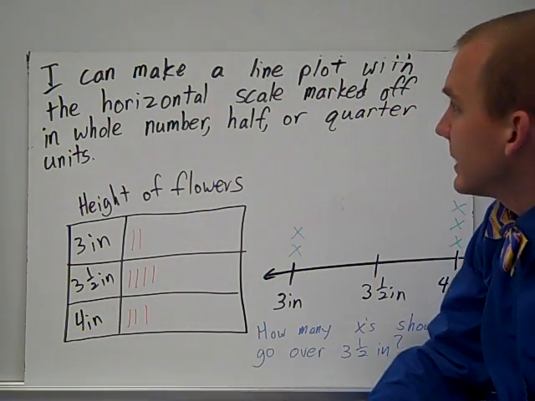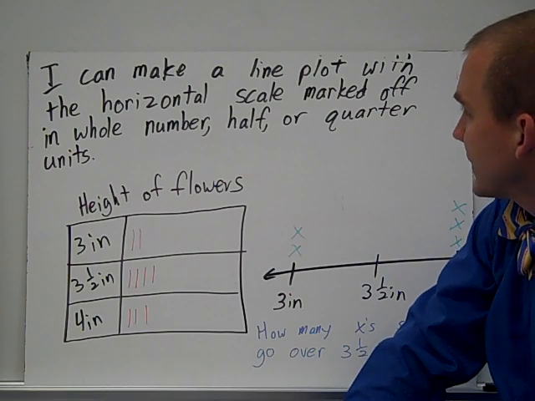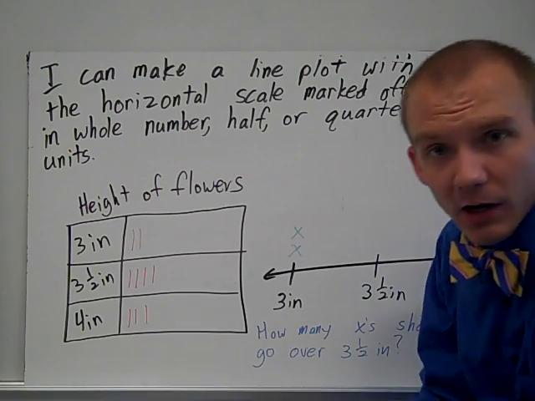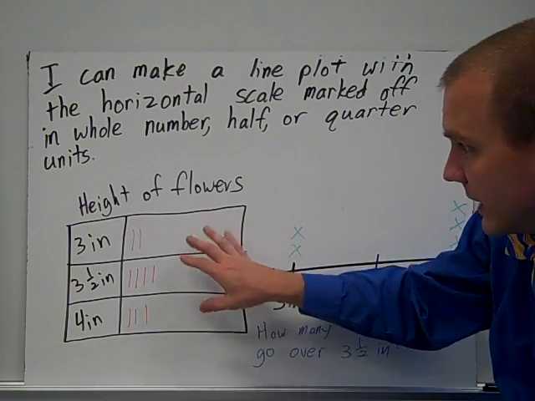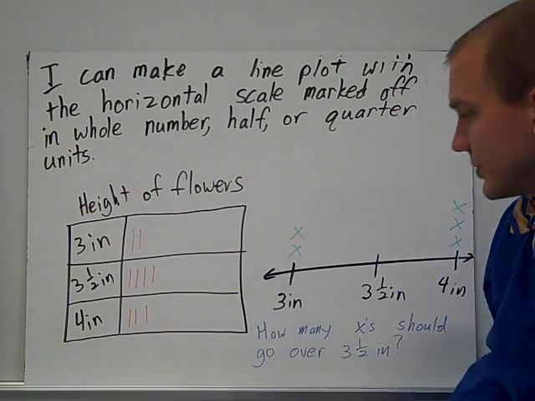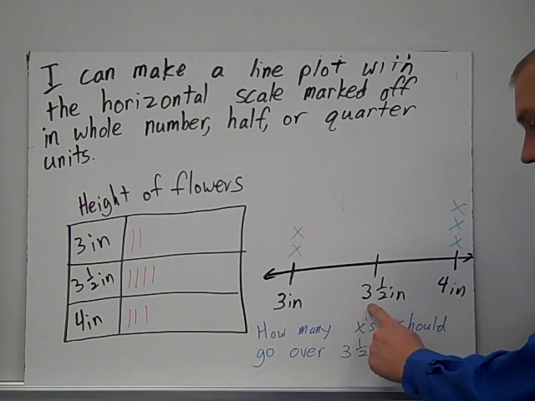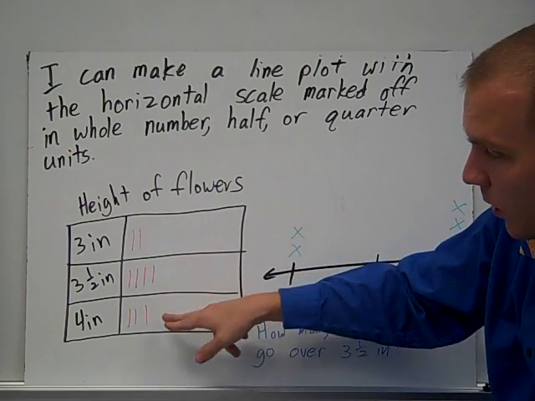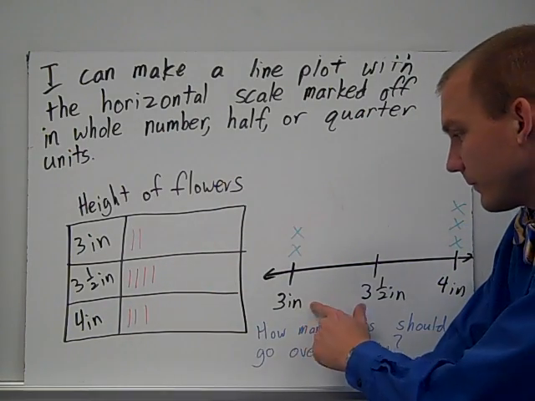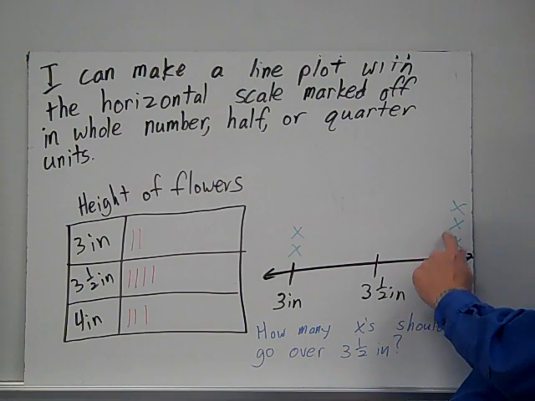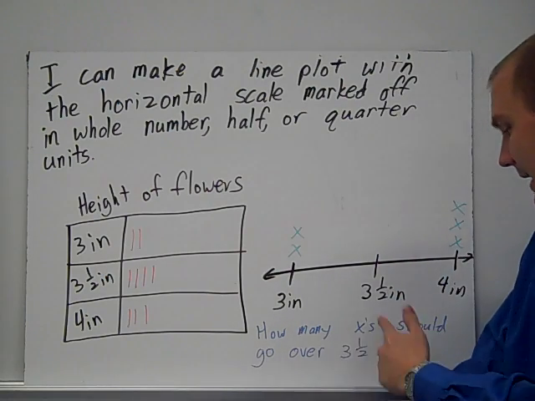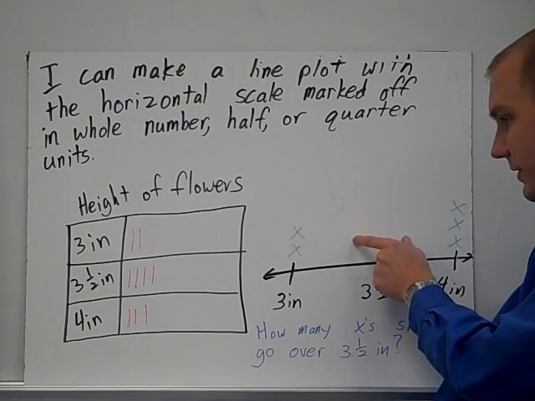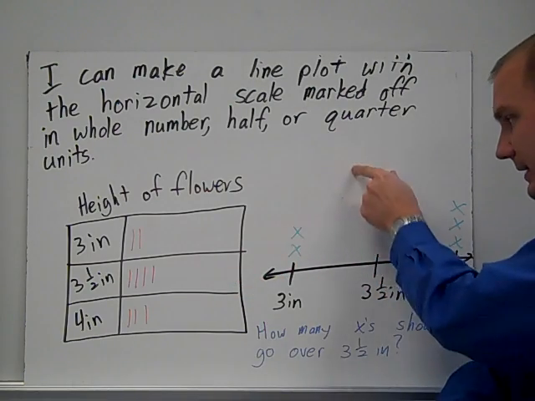Back to our learning target: I can make a line plot with the horizontal scale marked off in whole number, half, or quarter units. Now we're looking at the heights of flowers in this piece of data. You have 3 inches, 3 1/2, and 4 inches. And our line plot has 3 inches, 3 1/2, and 4 inches. 3 inches is 2, 3 1/2 is 4, 4 inches is 3. For 3 inches I put 2 X's, and for 4 inches I put 3 X's. How many X's should go over 3 1/2? I left this one blank, and I want you to think about it based on this data. How many X's need to go here?